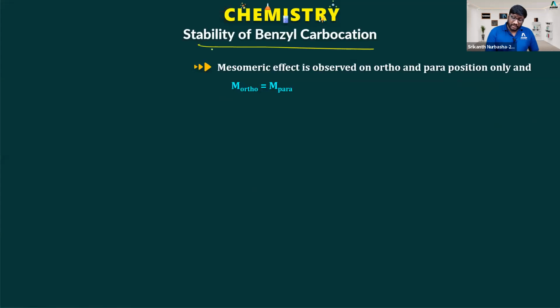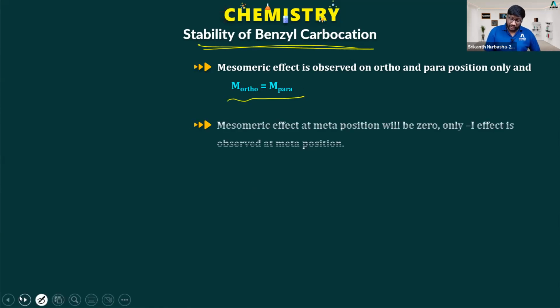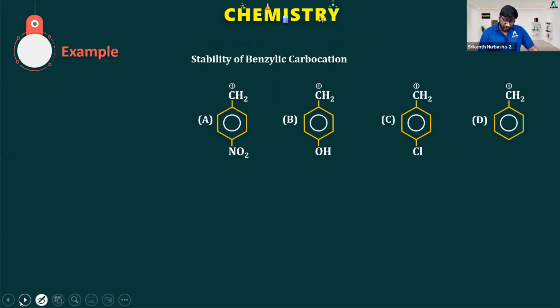Then stability of benzyl carbocation. Mesomeric effect is observed on ortho and para positions only. And mesomeric effect at ortho and para is equal because it is distance independent. Mesomeric effect at meta position will be 0. There is no mesomeric effect at meta position. Only inductive will be operating at meta position.